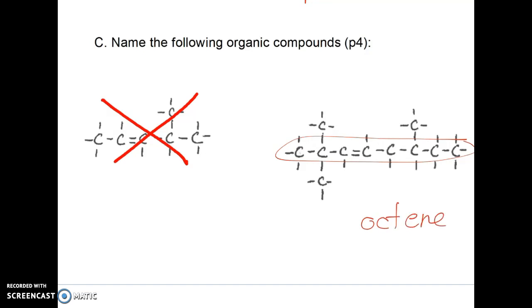Octene, because of that double bond right there. When I have a double bond, I want to give that priority. If I number this way, this would be carbon number 3. If I number this way, this would be carbon number 5. 3 is less than 5, so I'm going to number from left to right. So that is carbon number 3, so I'm going to have 3-octene.